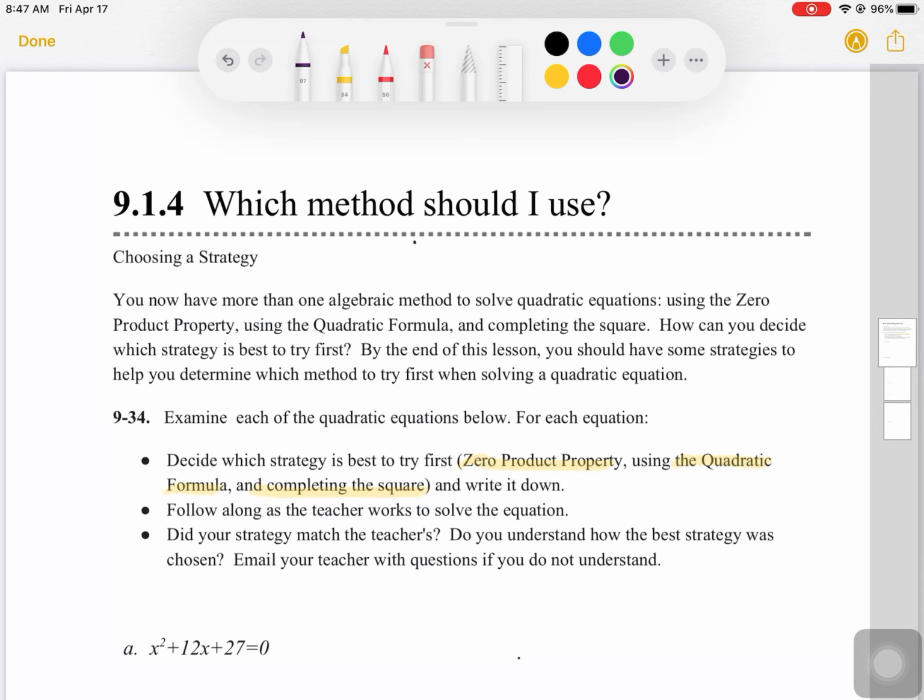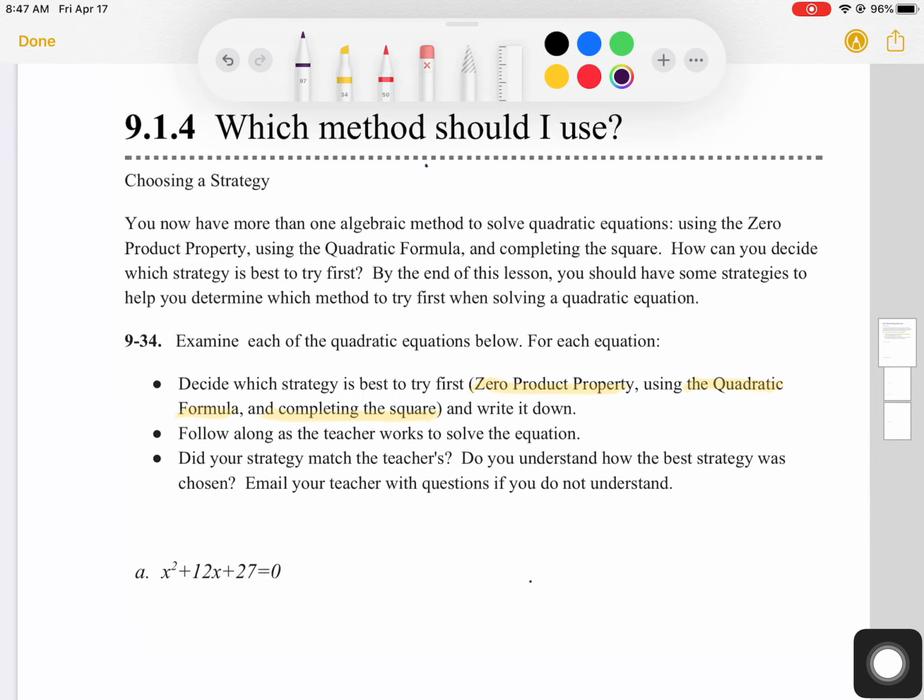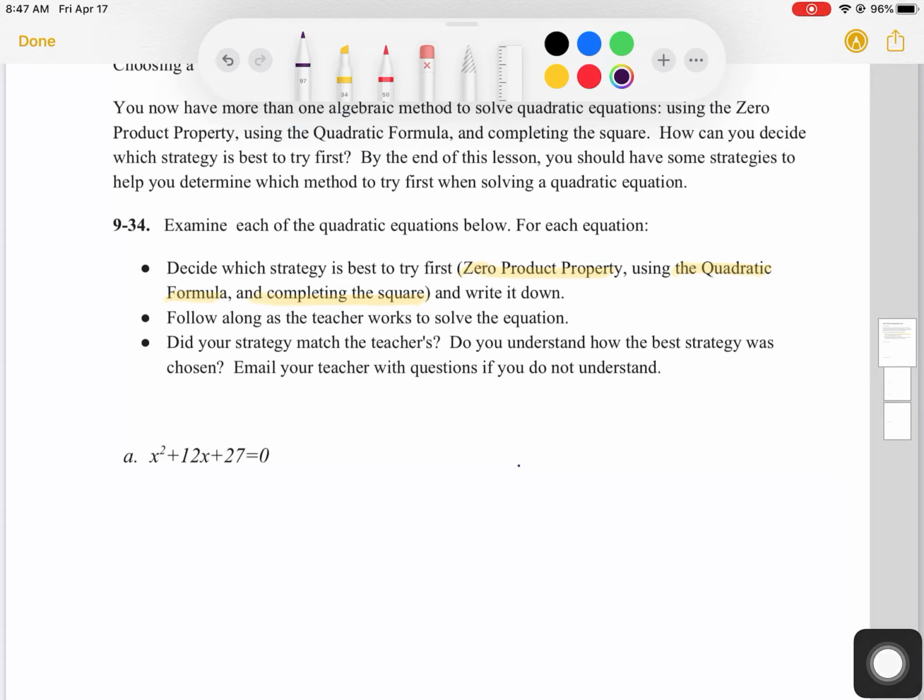That doesn't mean it's the absolute right choice, but some of them lend themselves better to one of these 3 properties more so than another. So with that, we'll get started on this first one. And when I see this first quadratic, and I look at it, my gut instinct is to, if I can, especially when it looks like this, use the zero product property almost every time.